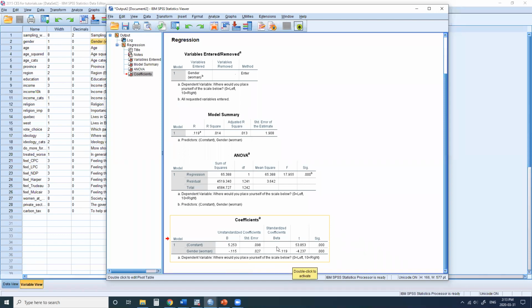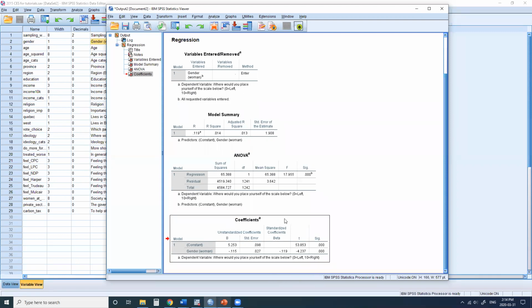And you'll be covering standard errors, t-statistics, and significance values in later classes with Dr. Tuxhorn. But you'll notice that here is the standardized coefficient, the beta value, which if you were to run a correlation analysis between gender and ideology, it is equal to the standardized regression coefficient, at least in a bivariate regression.